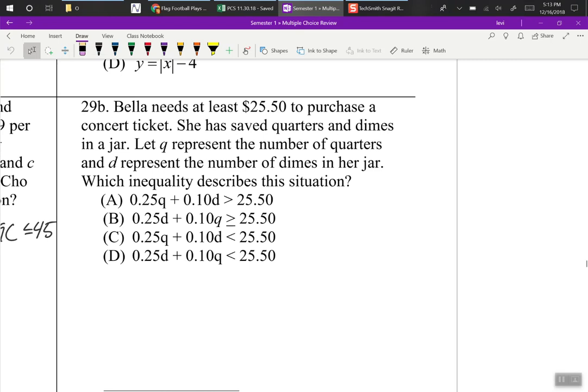Bella needs at least $25.50 to purchase a concert ticket. She has saved quarters and dimes in a jar. Let Q represent the number of quarters and D represent the number of dimes in the jar. Which inequality describes this situation? So yeah, 0.25 Q plus 0.1 D needs to be greater than or equal to 25.50.